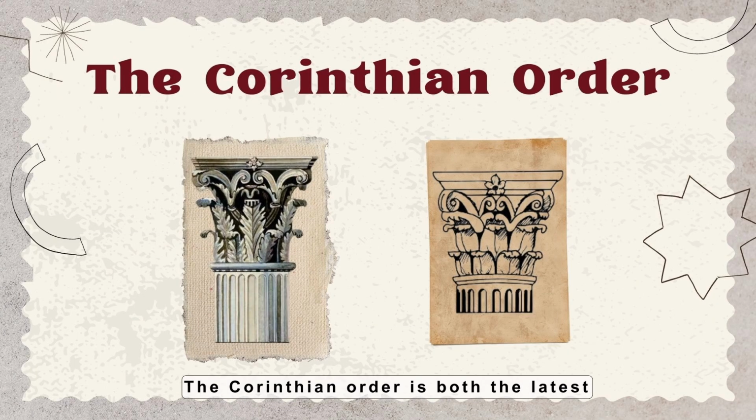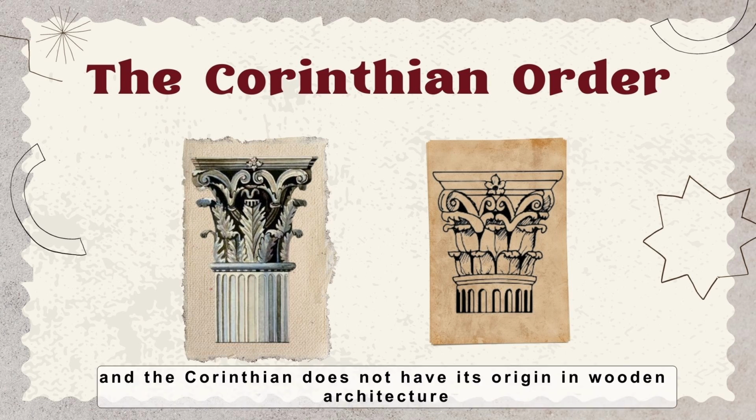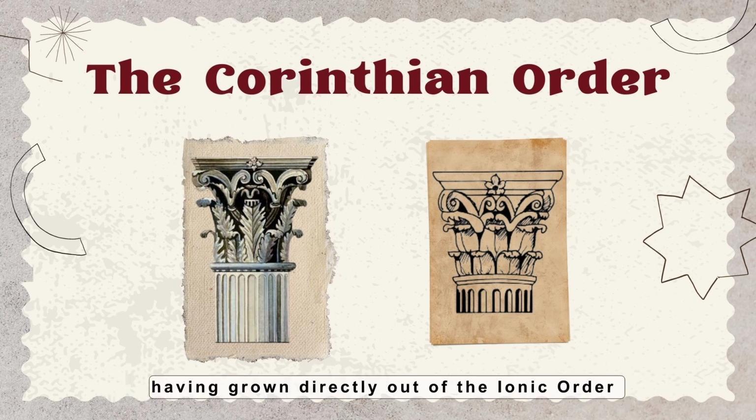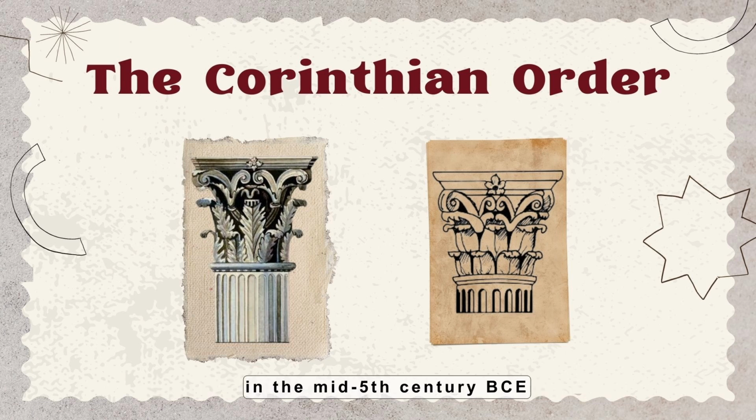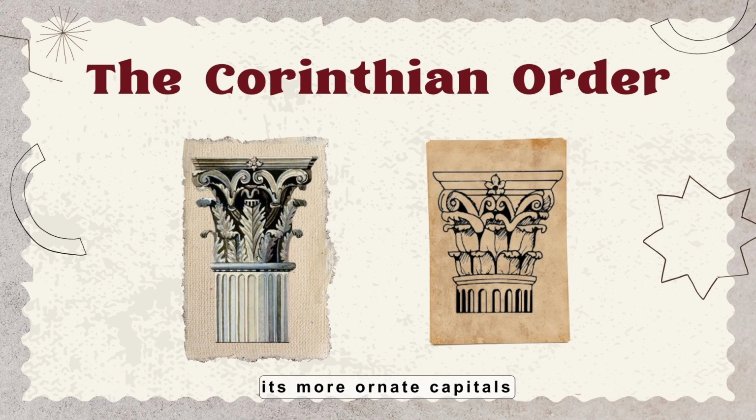The Corinthian order is both the latest and the most elaborate of the classical orders of architecture, and the Corinthian does not have its origin in wooden architecture, having grown directly out of the Ionic order in the 5th century before the Common Era. Taking its name from the city of Corinth, the Corinthian order can be distinguished from the Ionic order by its more ornate capitals carved with stylized acanthus leaves.